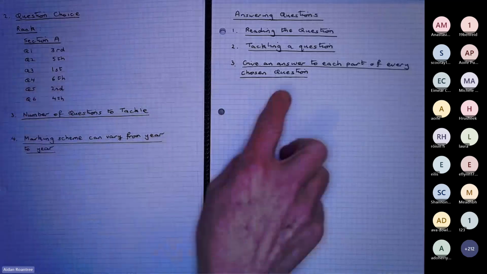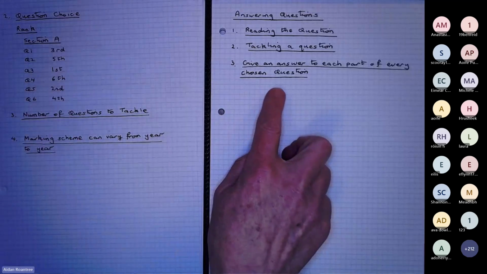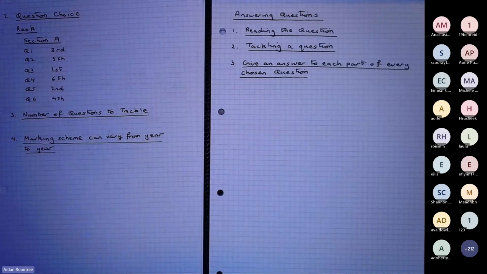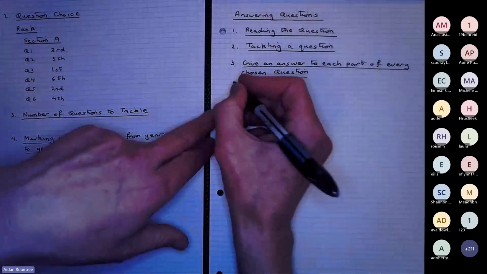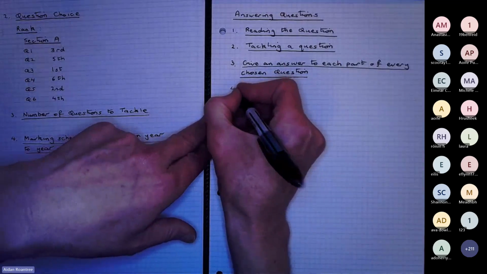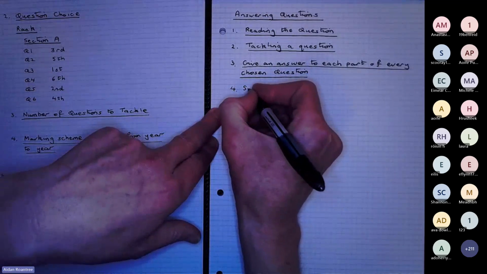So if you haven't got a value for a previous part that you need to use in the next part, take a reasonable guess with it and go on and use it. Now, point number 4 here is simplify your answer.